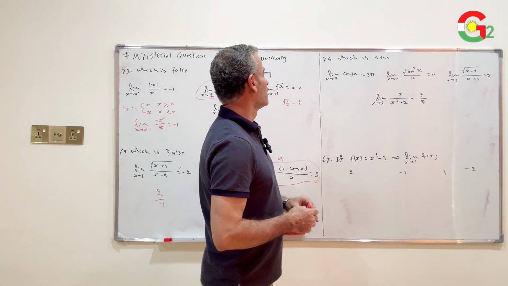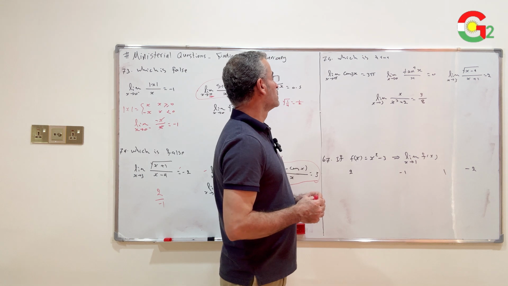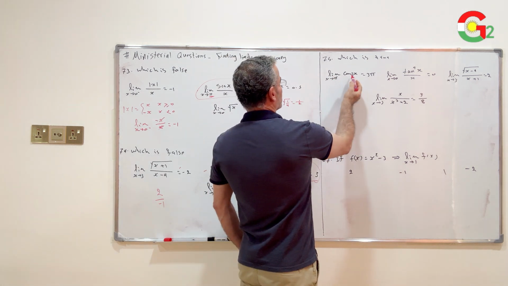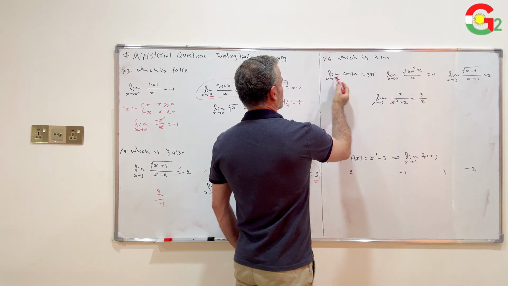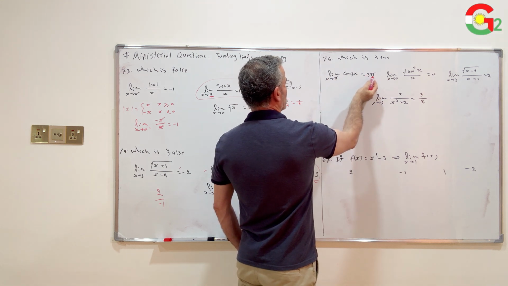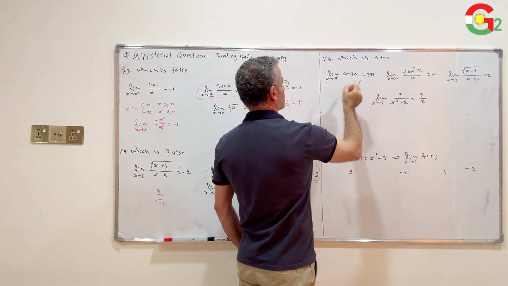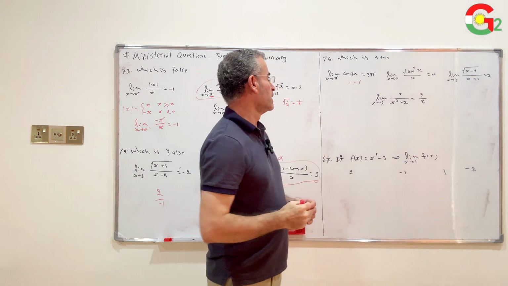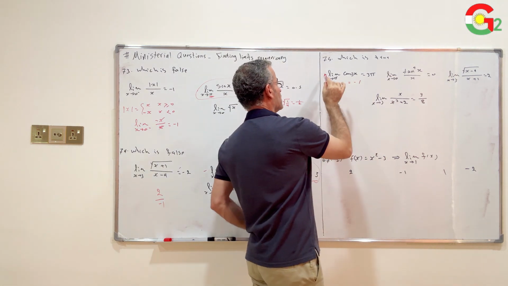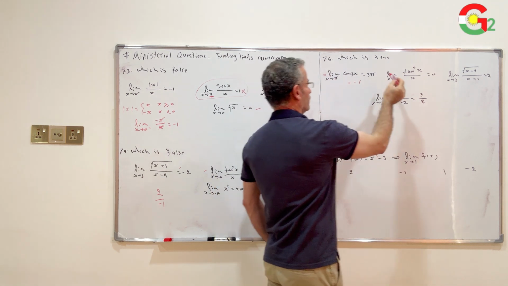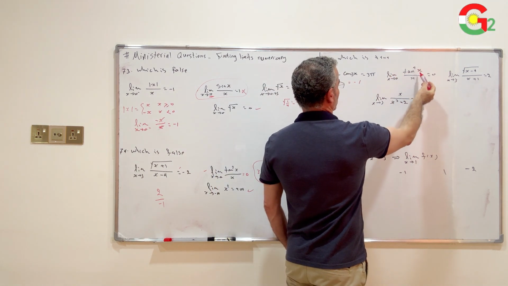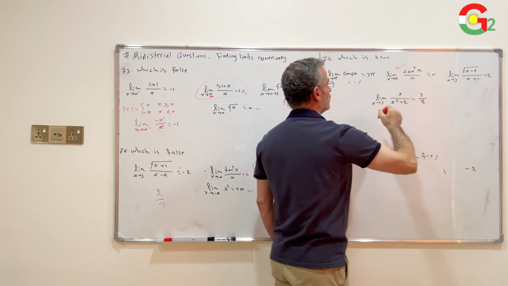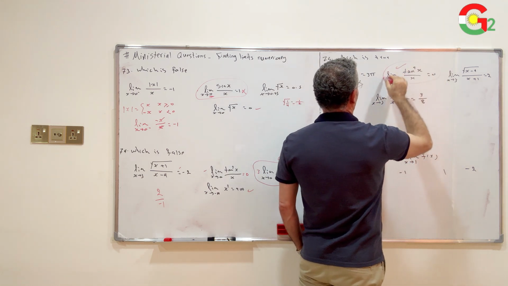Question number 75, which of the following is true? The limit of cosine 3x when x approaches pi is 3 pi. Yes, it is 3 pi, but we must find the value of cosine 3 pi, which is negative 1. So this is wrong. The limit of tan squared x over x when x approaches 0 is 0. It is true. This is the right choice.